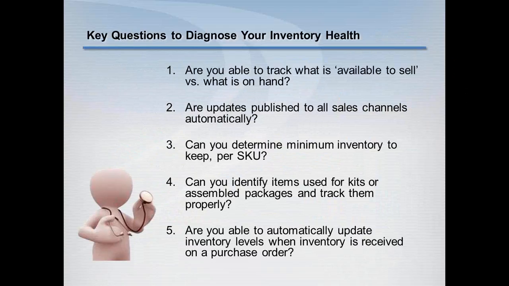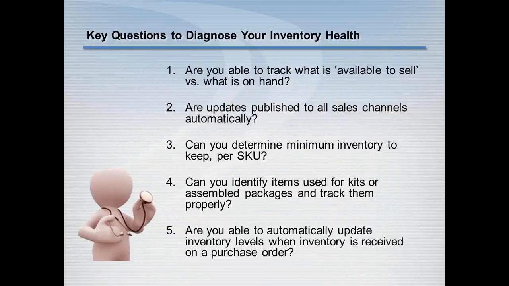So some of the questions that you can be asking yourself to see how you stand. Are you able to track what's available to sell versus what is on hand? Now, some of you may be saying, what's the difference? Well, there is a difference here. It's absolutely not the same thing, because available to sell versus what is on hand is the difference between what you have in processing versus what's actually on the shelves. So available to sell is what you actually have available to sell, meaning what inventory you have left.